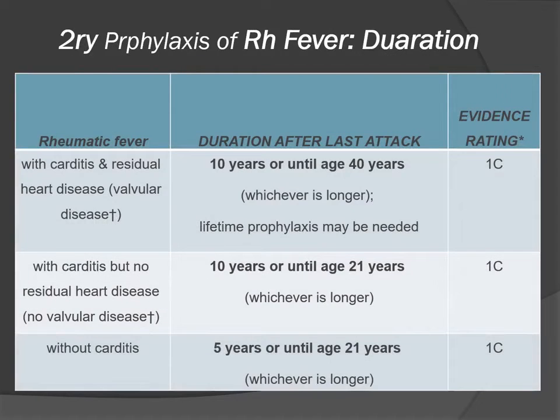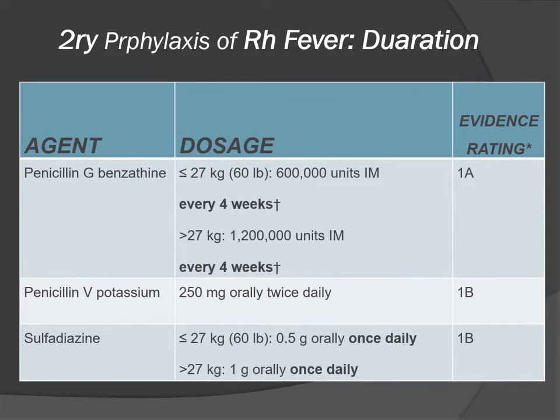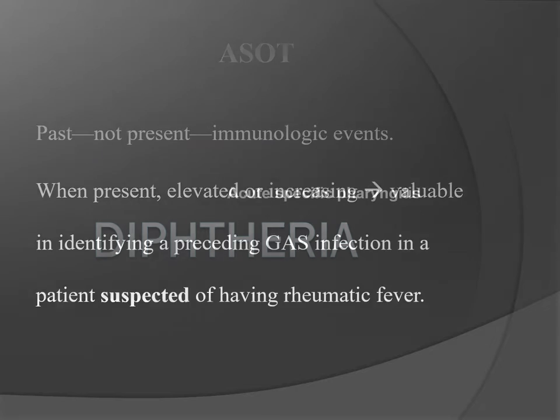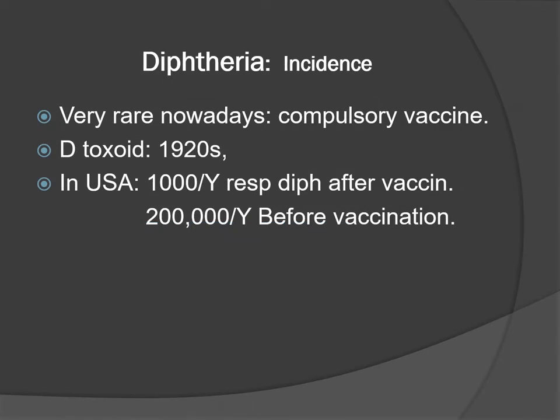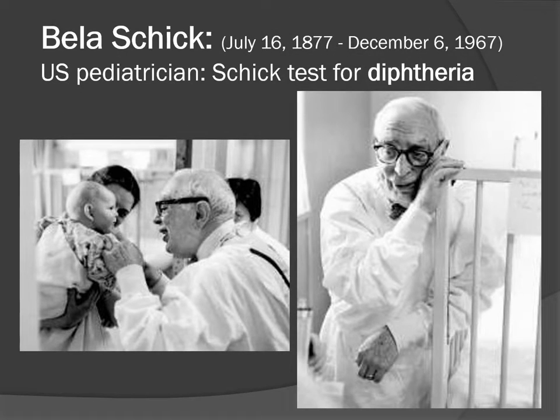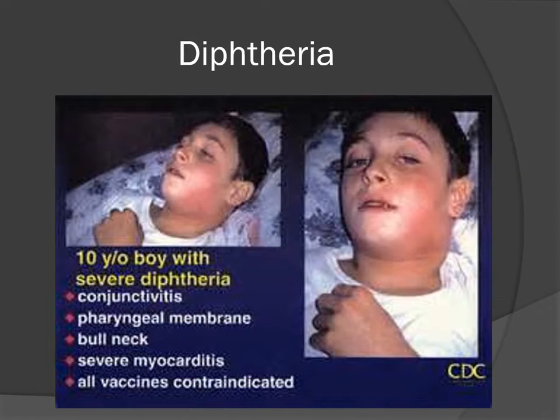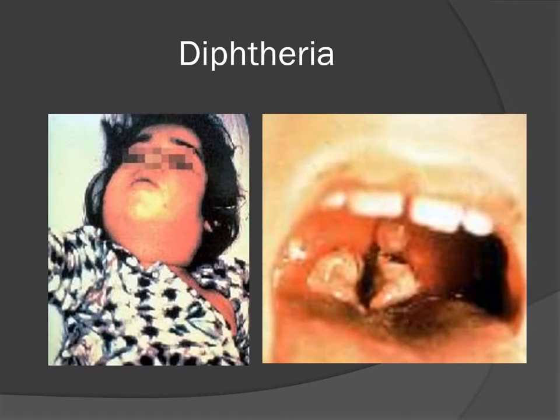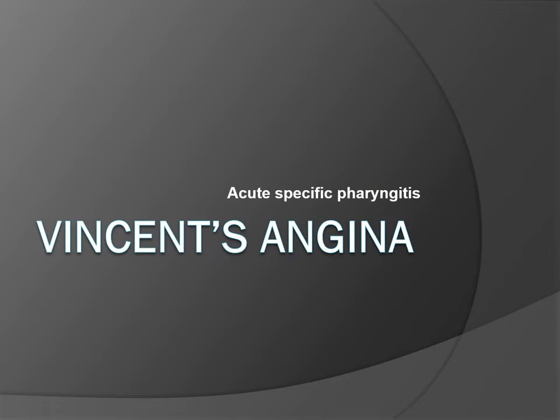We do not automatically take it in pediatrics, and we are going to diphtheria. Diphtheria is not present nowadays due to compulsory vaccination. The vaccine was discovered in 1920. It was a very dramatic response for the vaccine. And this is the discoverer of the vaccine, Emil. And this Dr. Schick makes a test of susceptibility of the children to take the vaccine. This is diphtheria. We are going so fast on diphtheria.